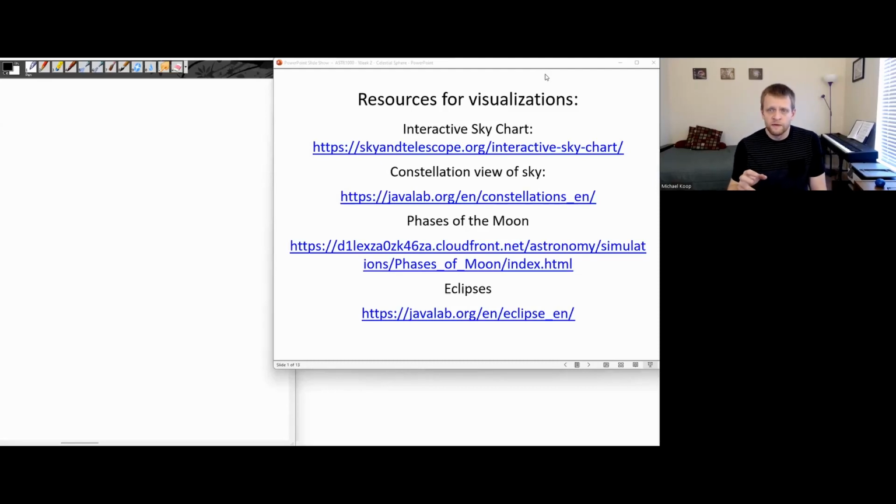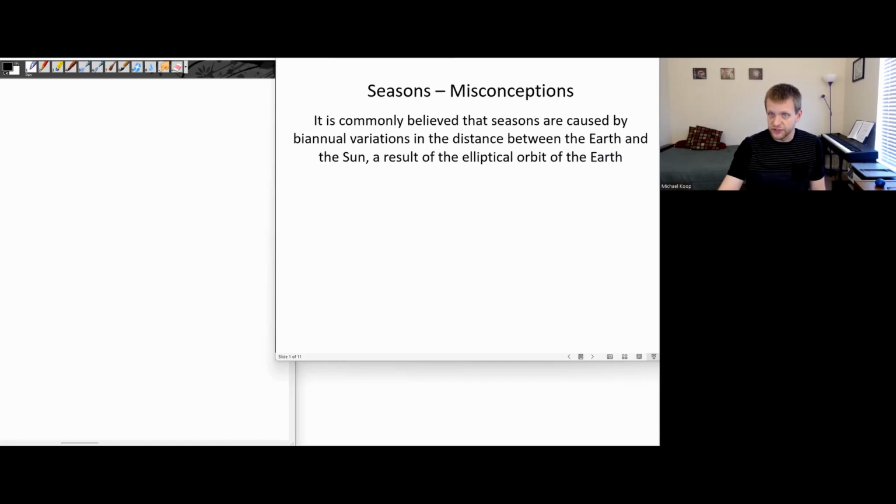Hey everyone. For this one, we're still going to be using some of these online visualization tools. If you want to have a look at this and try these out yourself, these are in the celestial sphere notes, but we're still going to be using them for the next couple of sessions. For this one, we're going to be talking about the seasons.